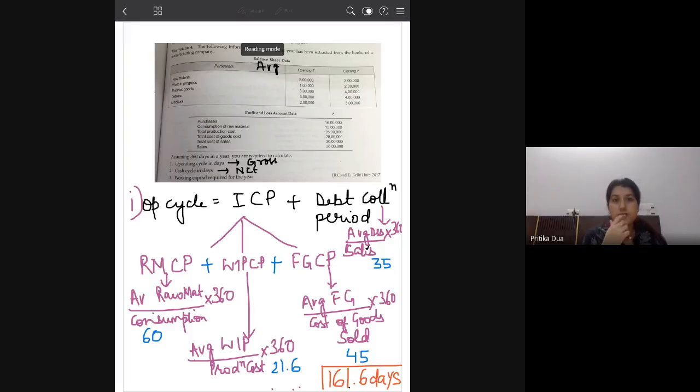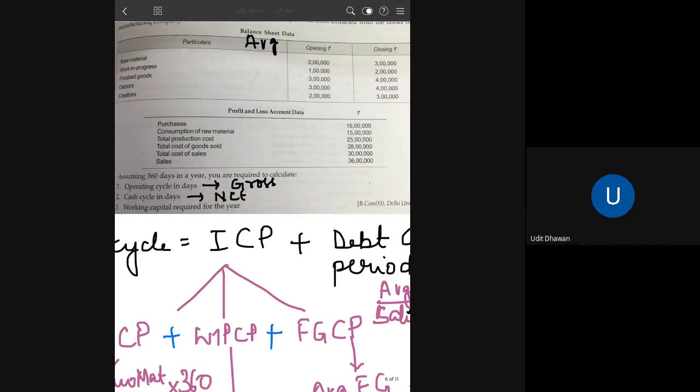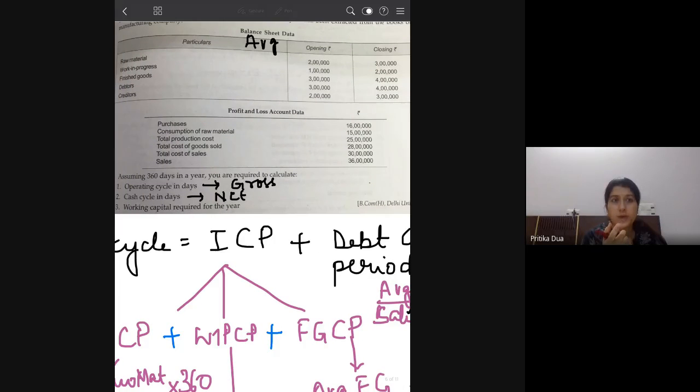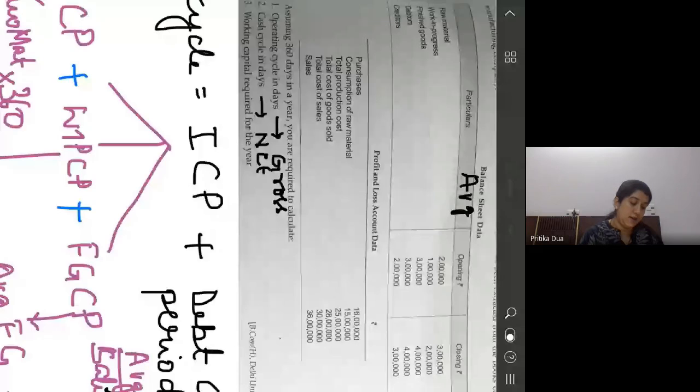See now, is this clear? Yes ma'am. Okay. So you need to take average of creditors, which will be 2,50,000 divided by purchases 16 lakh into 360. So you can calculate what is the net value of the cash cycle.